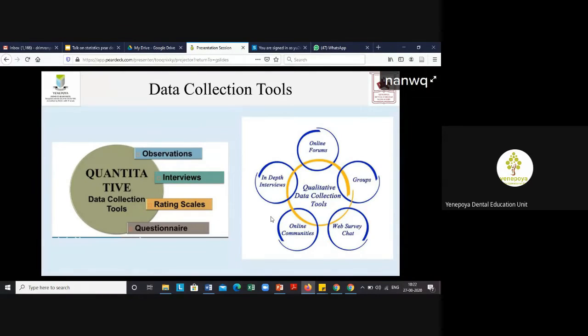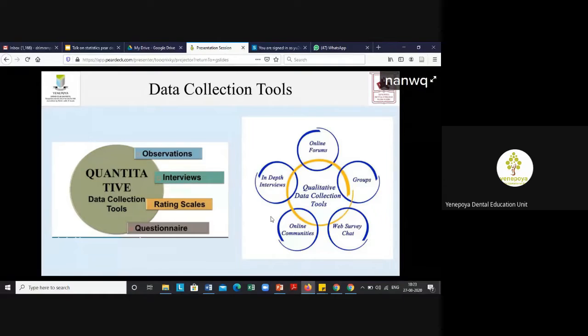Preparing the data collection tool, the proforma, is one of the important activities. Your entire study depends on how well you design your data collection tool. It depends on what type of variable you are collecting. Are you collecting a quantitative variable? Quantitative variables you can collect by observing, interviewing, rating scales, and questionnaires. Qualitative data can be collected through in-depth interviews and online forums. COVID has changed a lot. We had been pushing people to come onto online platforms for qualitative data, but it was difficult. COVID has changed the entire situation upside down.